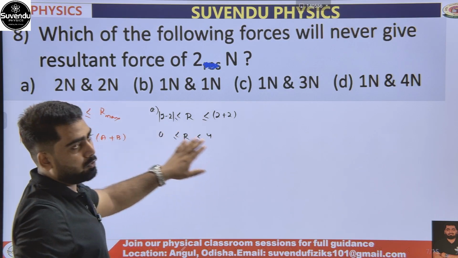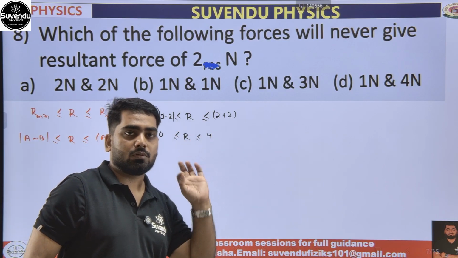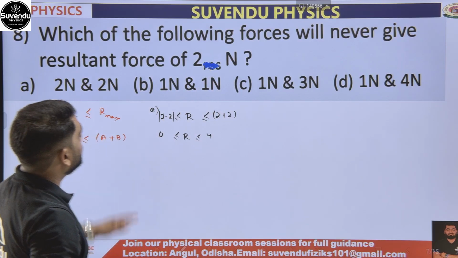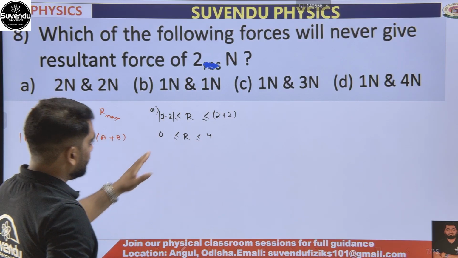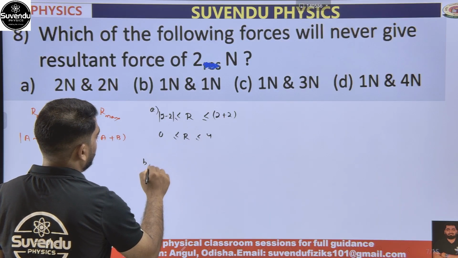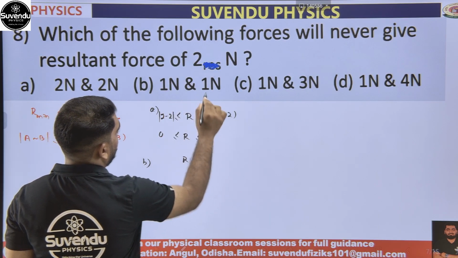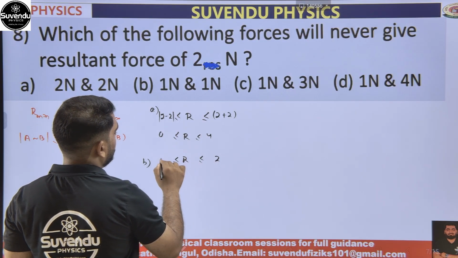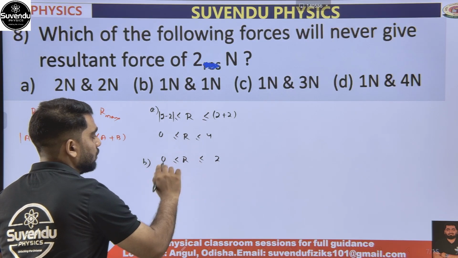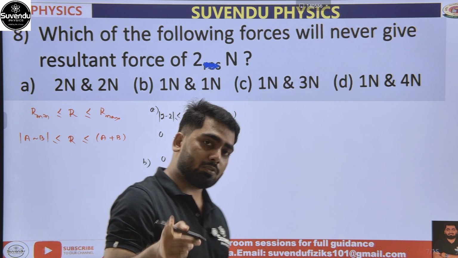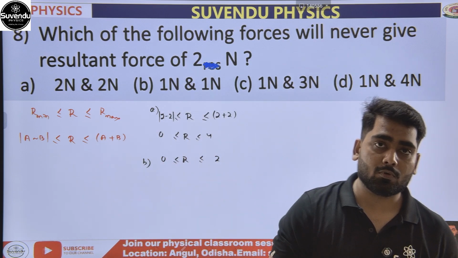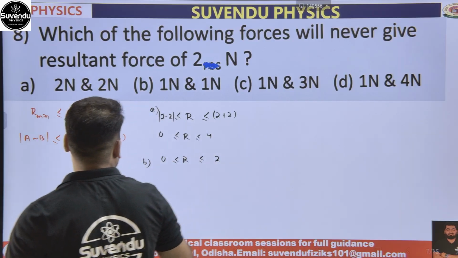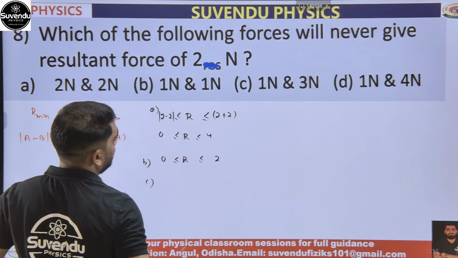So it can be 0, it can be 4, or any number between 0 and 4. So 2 Newton lies between 0 and 4. This gives us the resultant. In case of B, the range of the resultant, for 1 and 1, is less than or equal to 1 plus 1 and greater than or equal to 1 minus 1. So 0 and 2 may be possible, or any value between 0 and 2. So 2 is there. So this will give us the 2 Newton resultant.